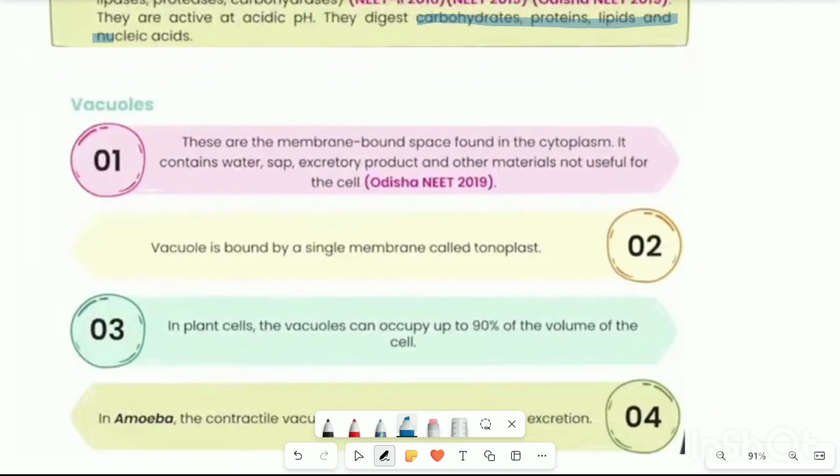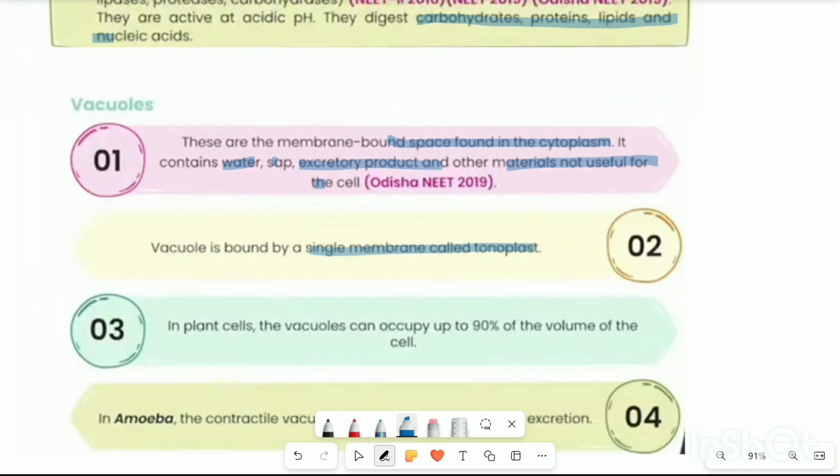Next is vacuole. These are membrane bound spaces found in the cytoplasm, which contain water, gas, sap, excretory products and other materials not useful for the cell. Whatever the useless materials of the cell or excretory products, they are found in the vacuole. Vacuole is bound by a single membrane called tonoplast. And that single membrane of the vacuole, what do we call it? Tonoplast.